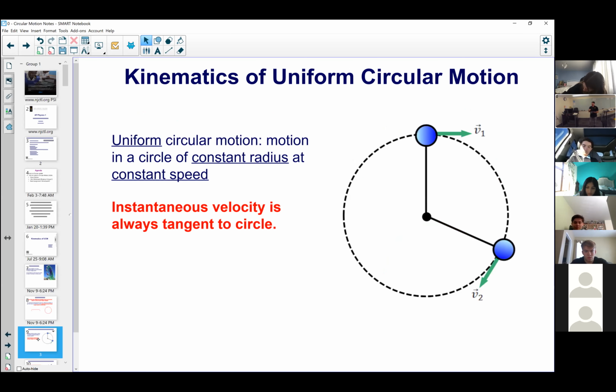Now, we've called this UCM, the acronym for Uniform Circular Motion. Could I get one of you here in the room to read this one for us? Uniform circular motion, motion in a circle of constant radius at constant speed. Instantaneous velocity is always tangent to the circle. I'm just going to give you a few seconds to be quiet so you can write some of this down. There's a couple key things there.